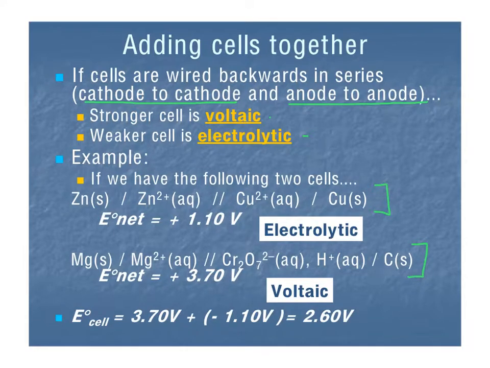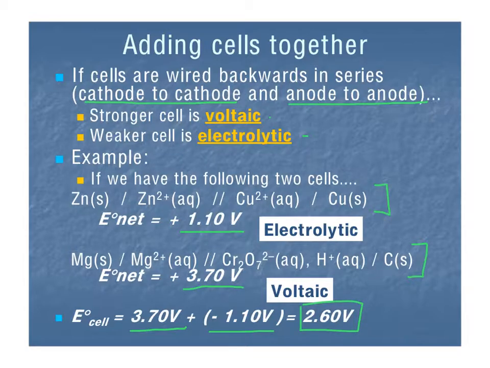Using our standard techniques, we assign the cell potential of the zinc copper cell to be 1.10 volts, and the magnesium dichromate cell to be 3.70 volts. If we're to link them from the cathode of one to the cathode of the other, and the anode of one to the anode of the other, then the overall cell potential will be 2.60 volts, because that is 3.7 volts plus the negative 1.10 volts. Why negative? Because this zinc copper cell now becomes the electrolytic cell. And remember, for all electrolytic cells, we take the negative of the cell potential as we calculate it from the reduction half table.